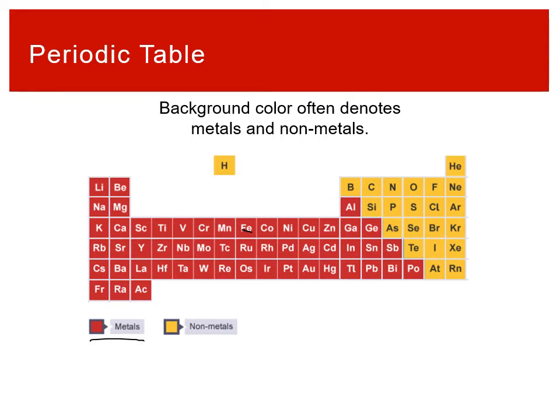And so if we look at the periodic table overall, these colorations, the red in this case, are metals and the yellow is non-metals. And we can see there's a stark line: most of the periodic table, everything to the left, is metals.